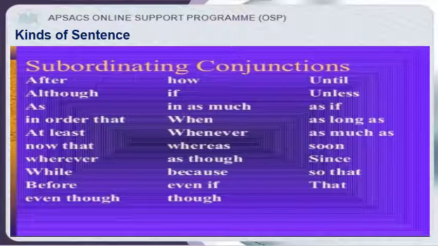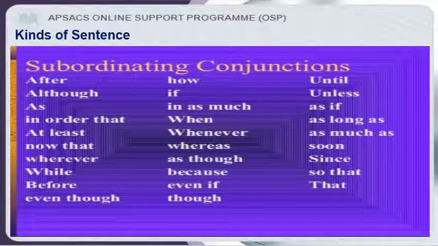As compound sentences contain coordinating conjunctions, complex sentences contain subordinating conjunctions. What are these? There are a number of subordinating conjunctions. Some of them are here. Try to learn them, what are subordinating conjunctions.